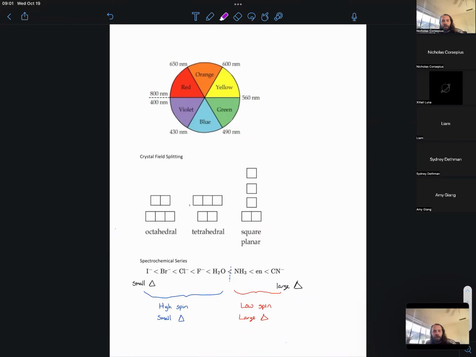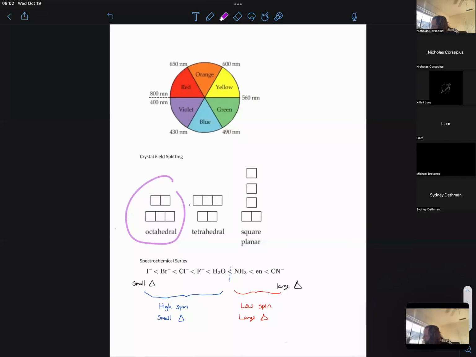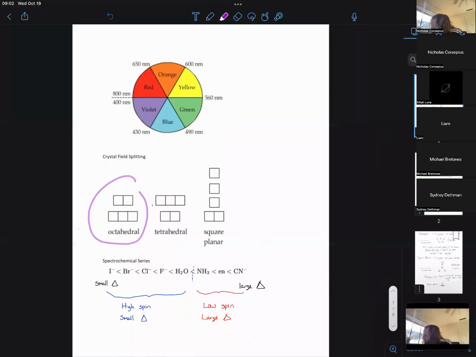And we also talked about how it explained the magnetic properties of these complexes, which really means how many unpaired electrons there are. We spent last time talking about these octahedral complexes. And so remember what this represents is that we have these five d orbitals in our free ion, right?